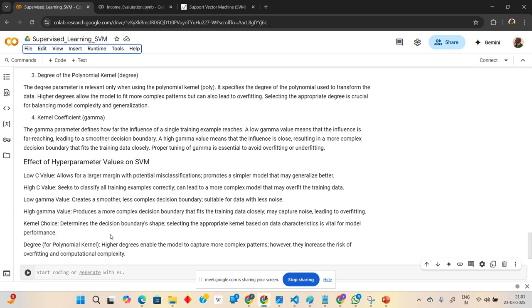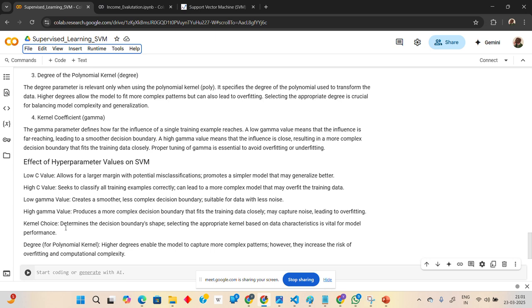If you take a low gamma, it creates a smoother, less complex decision boundary, suitable for data with less noise. If you take a high gamma, it produces a more complex decision boundary that fits the training data closely but may capture noise, leading to overfitting. So you have to make sure which gamma value and which C value I have to go for.